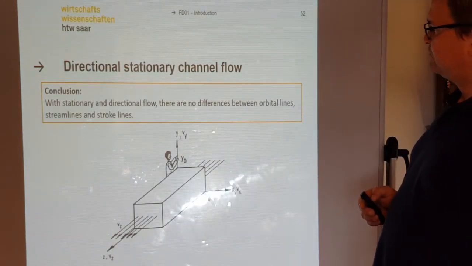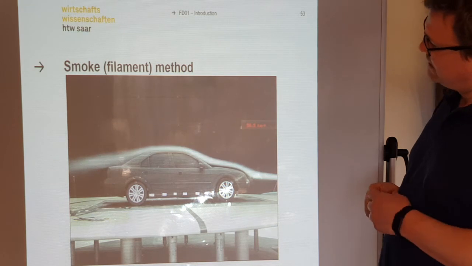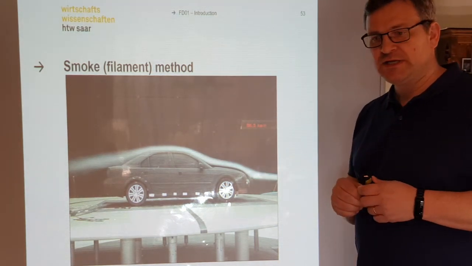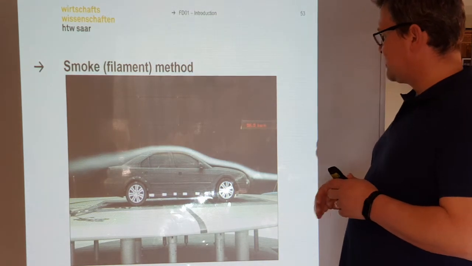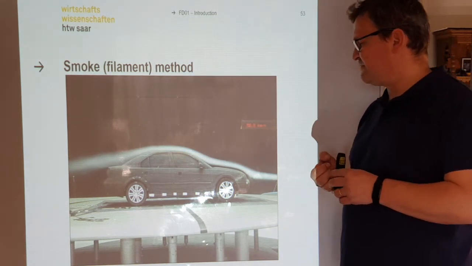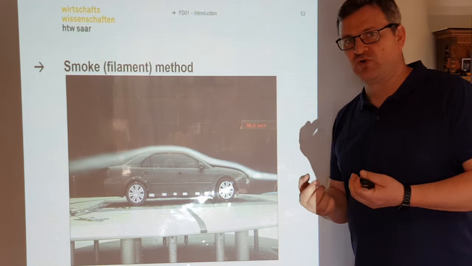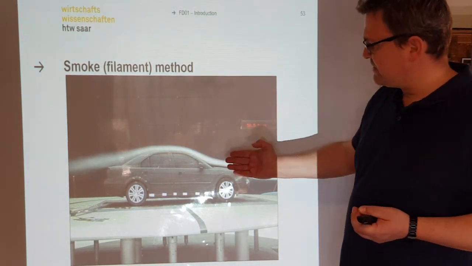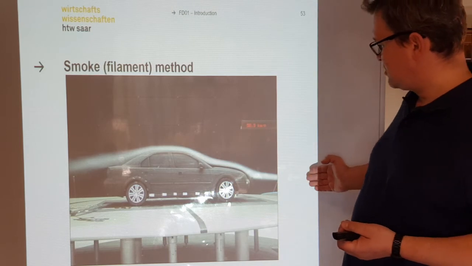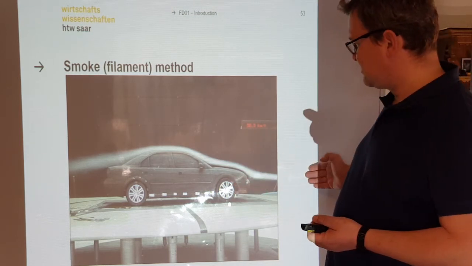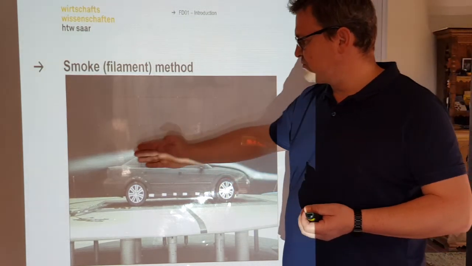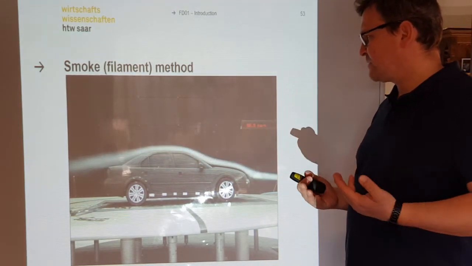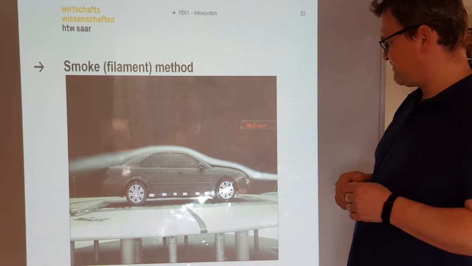Okay, let's go a bit faster. Here we have an experiment with a car in a wind tunnel, with a velocity of about 15 kilometers per hour. And here they used smoke filaments, small smoke particles in the wind tunnel, to see how good the geometry of the car was optimized.